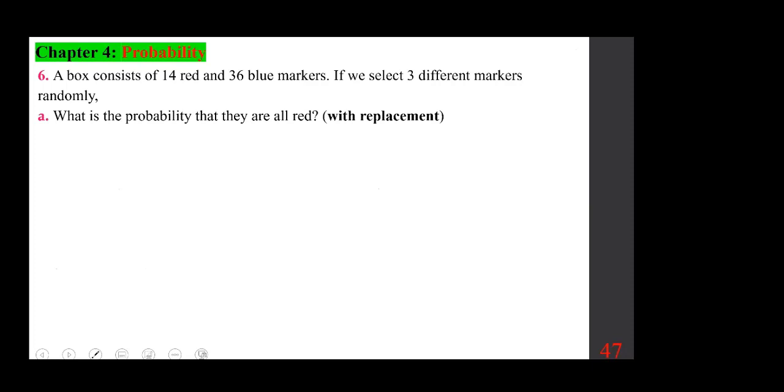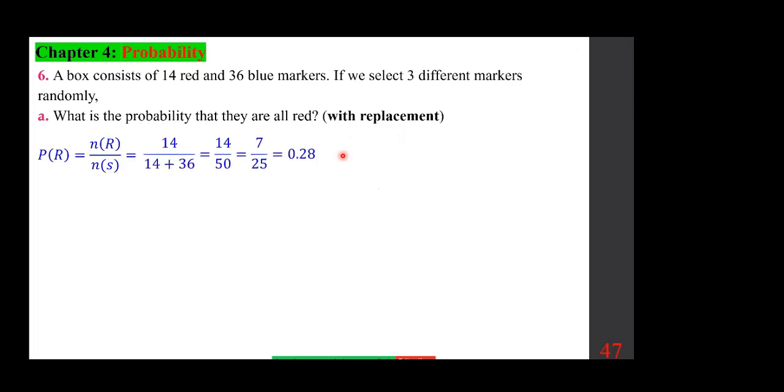A box consists of 14 red and 36 blue markers. We select 3 different markers. What is the probability that they are all red under the condition with replacement? Well, it's just a simple probability of n of R over n of S. For each case, as far as the red is concerned, we have 14 over a total of 14 plus 36. So 14 over 50. Now, this is a simplification, reduction of fraction, and this is a decimal representation. Because it's with replacement, they are independent. That 0.28 repeats for the next one and the next one and the next one.